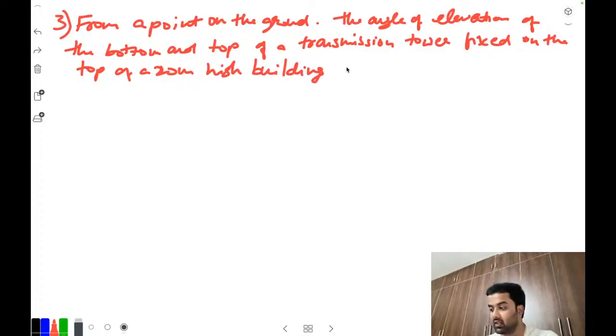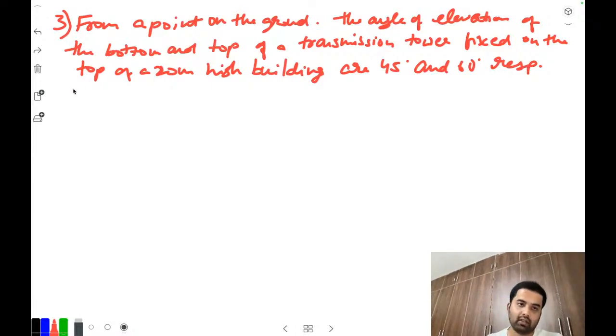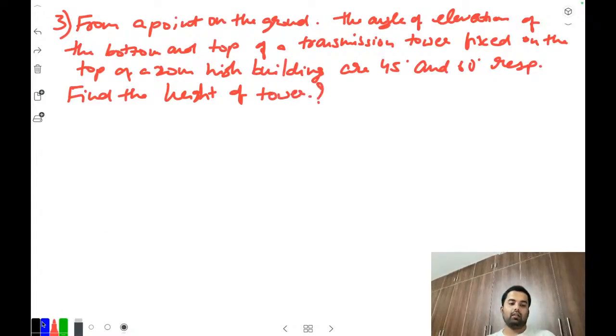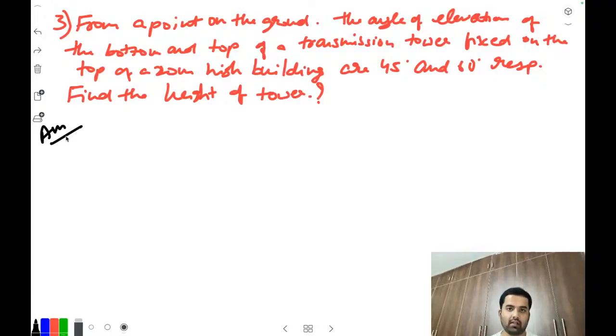Check this out, what the question is saying. Okay, building are 45-degree. Let me complete first, then only read the statement. Okay, respectively. Find the height of tower. This example is actually a real life example. Okay, the question is, see this.